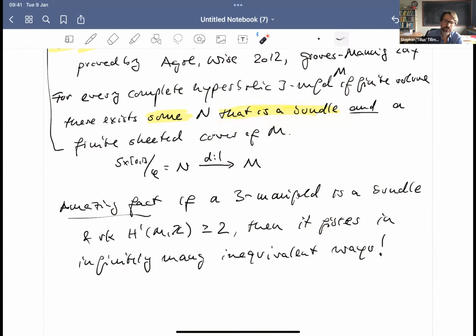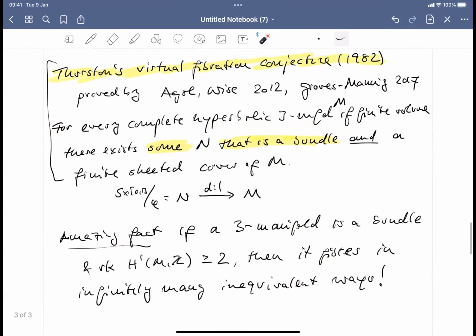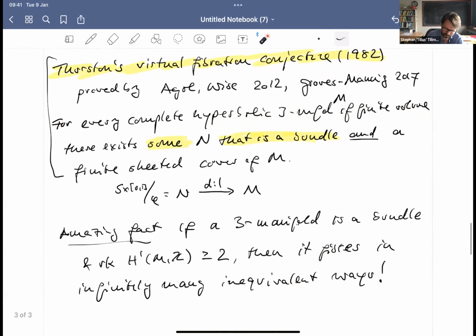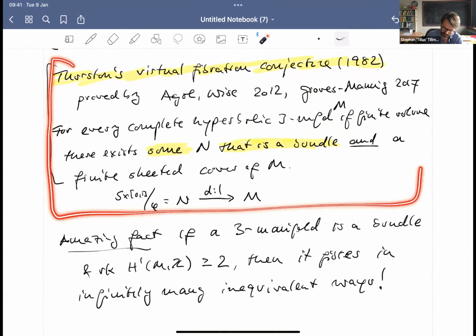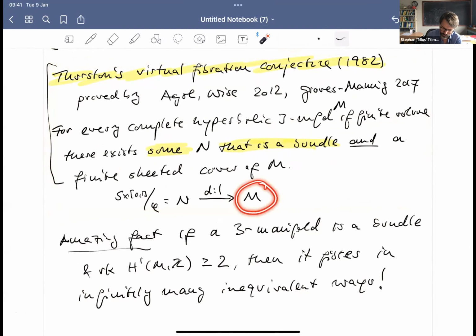Thurston says you give me a hyperbolic three manifold, then there is some finite sheeted cover that is actually a bundle, that has this very, very special structure. Because at first you would think bundles are very rare, and you don't have many. And now all of a sudden it seems like maybe there's actually an abundance of covers that are bundles. This ties hyperbolic three manifolds together with bundles as their finite covers.